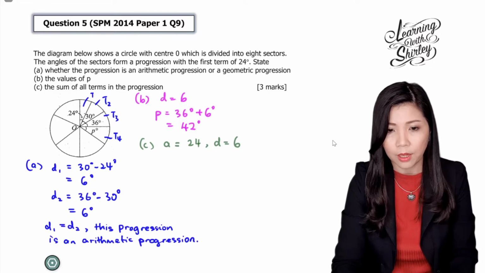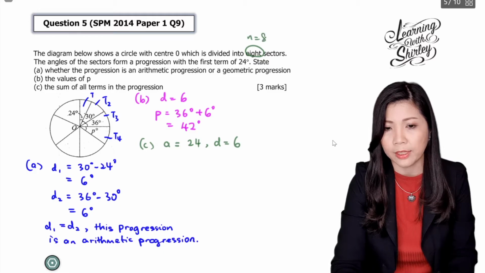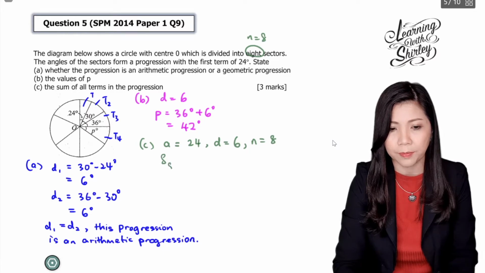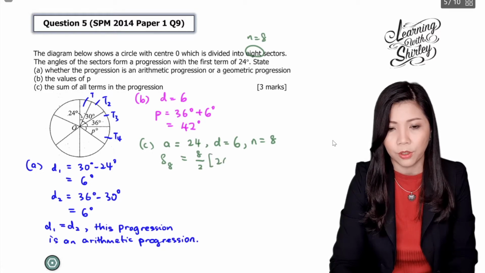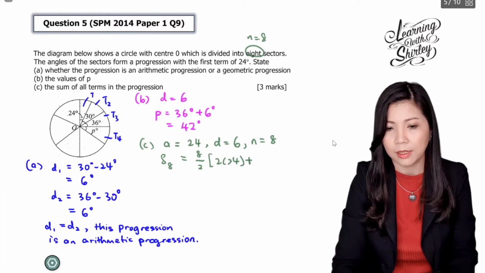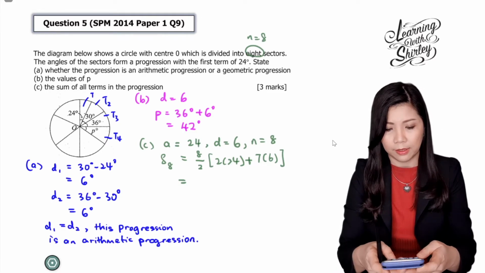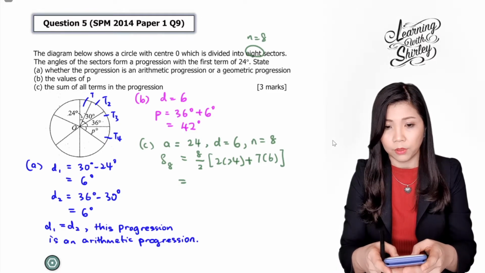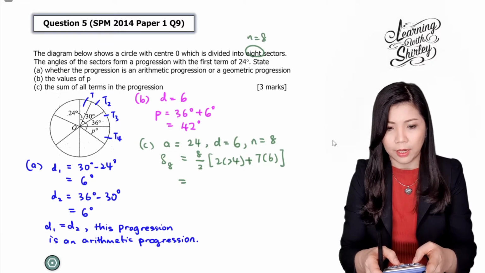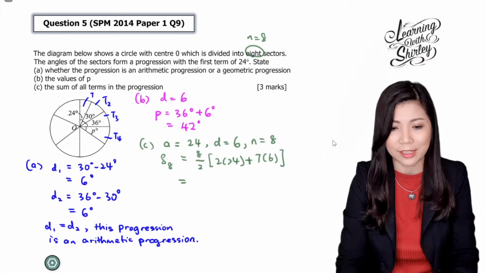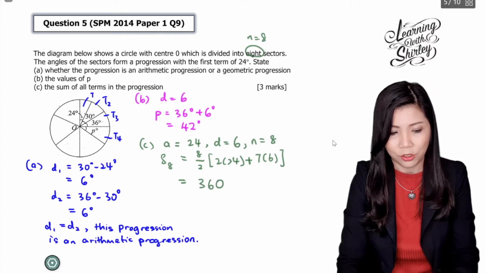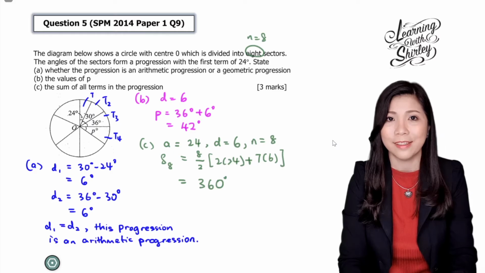For this, it's divided into 8 sectors. Therefore, n is equal to 8. So we're going to find S8, using the formula n over 2, which is 8 over 2, times 2a plus n minus 1, which is 8 minus 1, 7d. Let's calculate. 24 times 2, then plus 42, which is 7 times 6. Then times 8 divided by 2, we get 360. So the answer is 360 degrees.